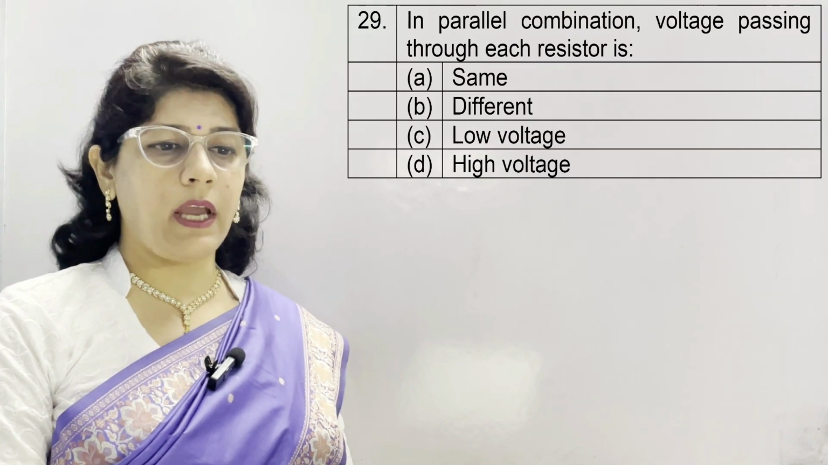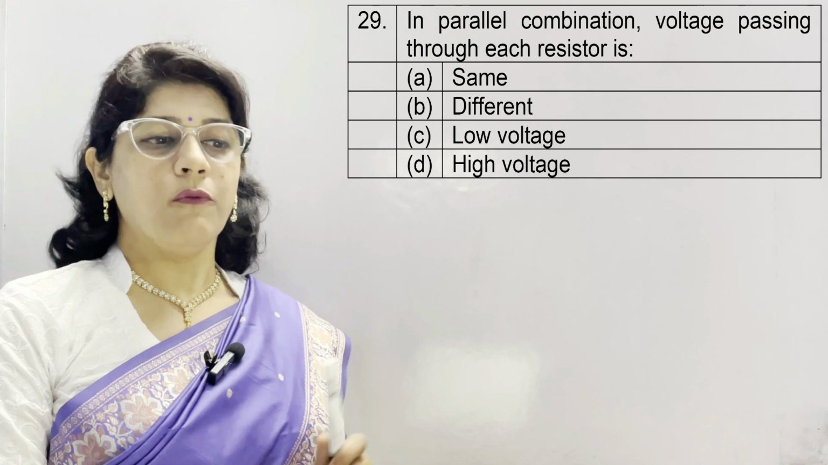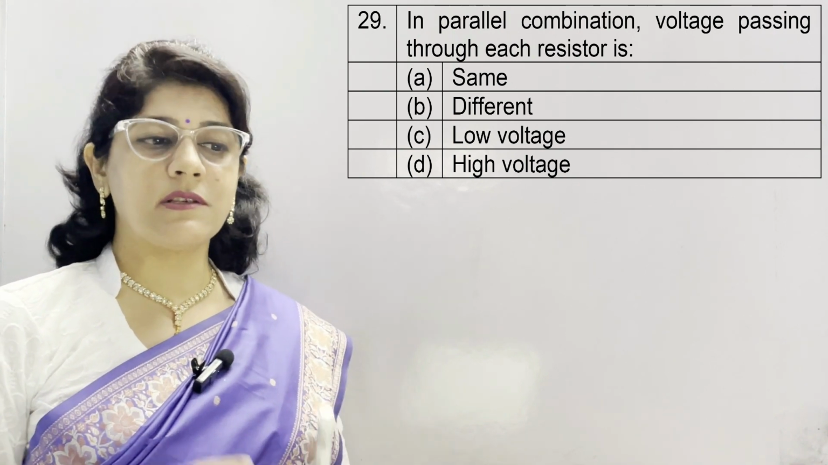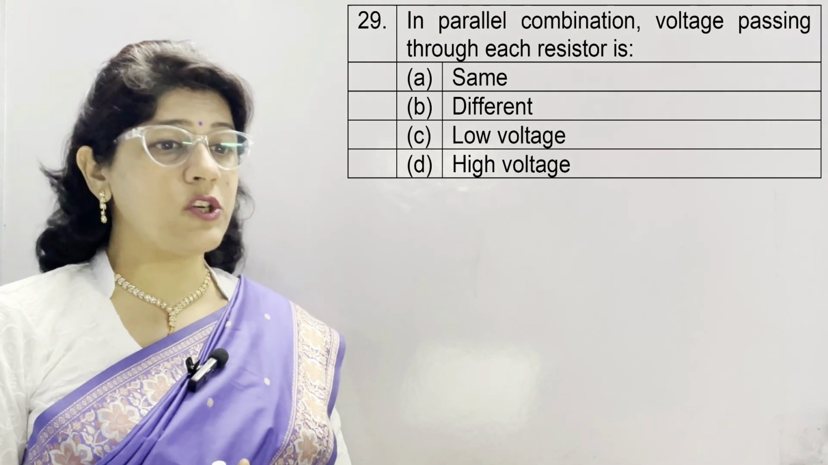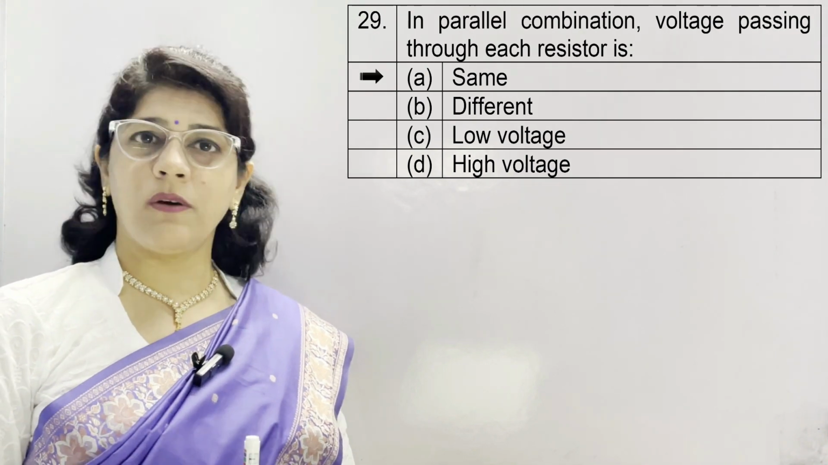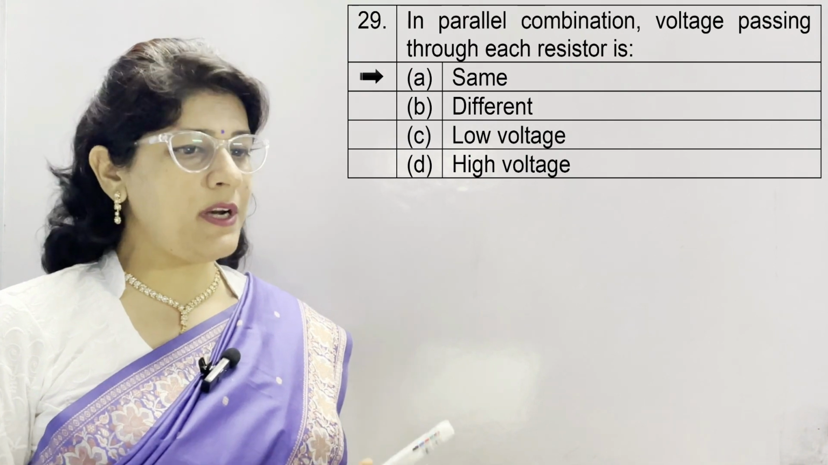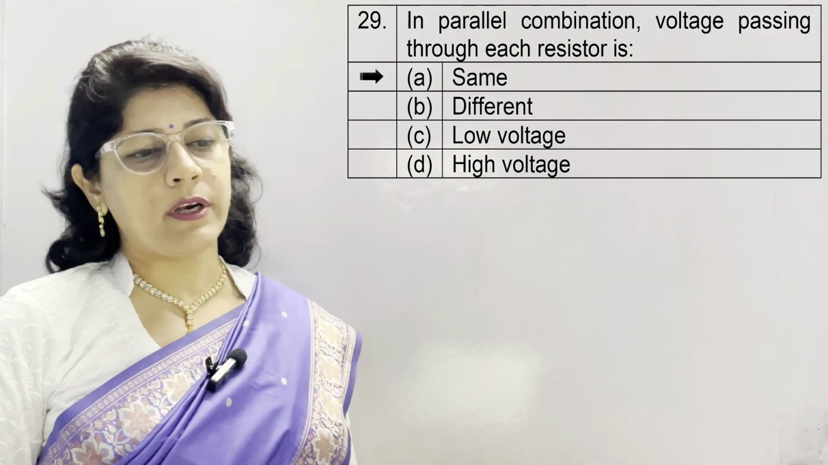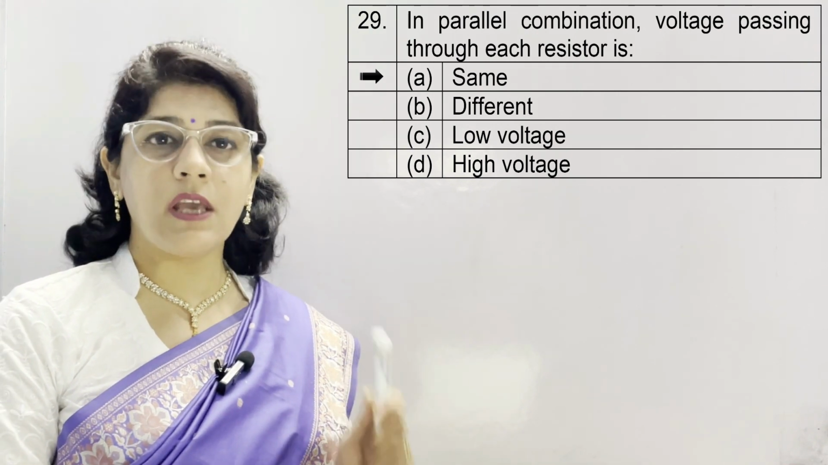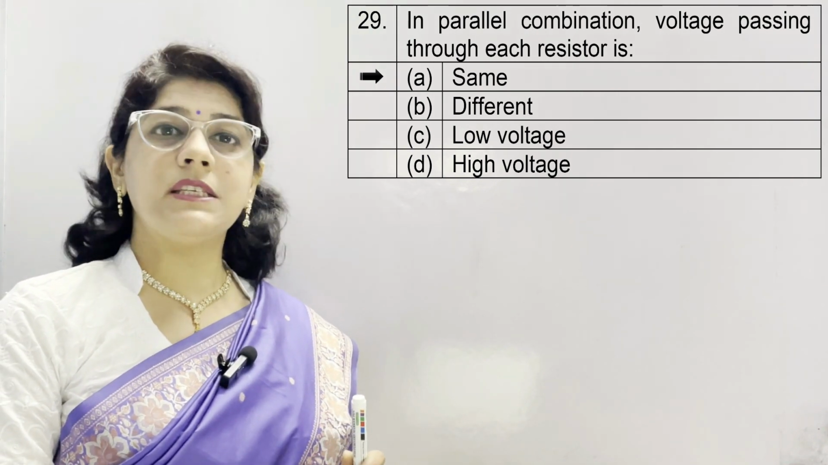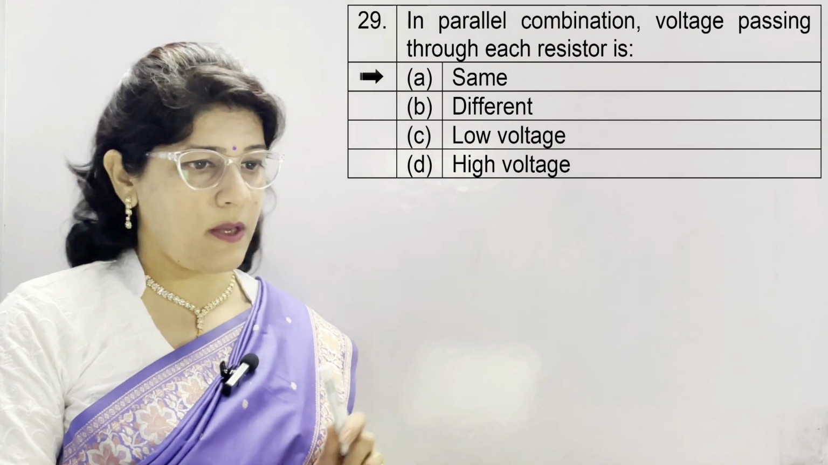In question number 29, in parallel combination, voltage passing through each resistor is, we have discussed many times, voltage remains same in parallel combination. Option A is same, B is different, C is low voltage and high voltage, and the correct option is A, which is same. Voltage remains same in parallel combination. In series combination, current remains same.